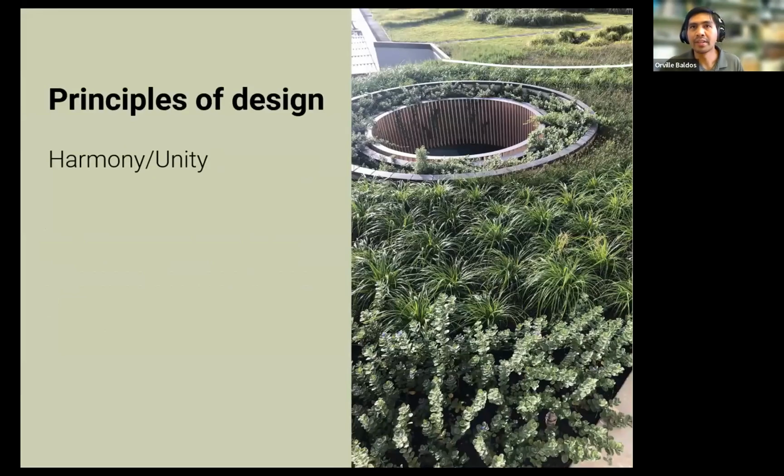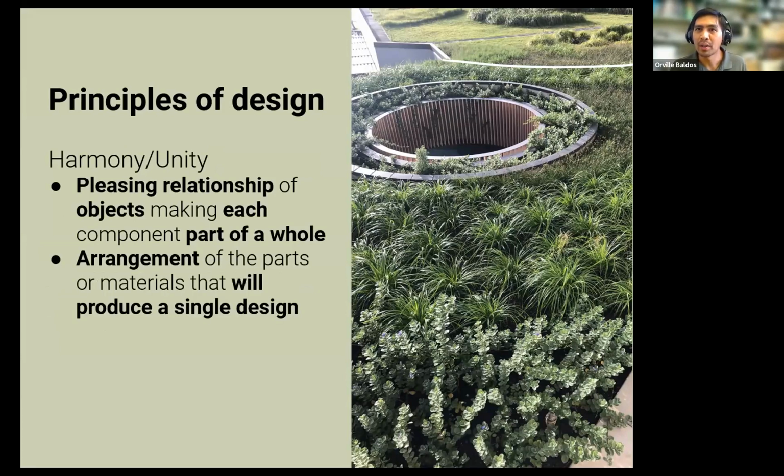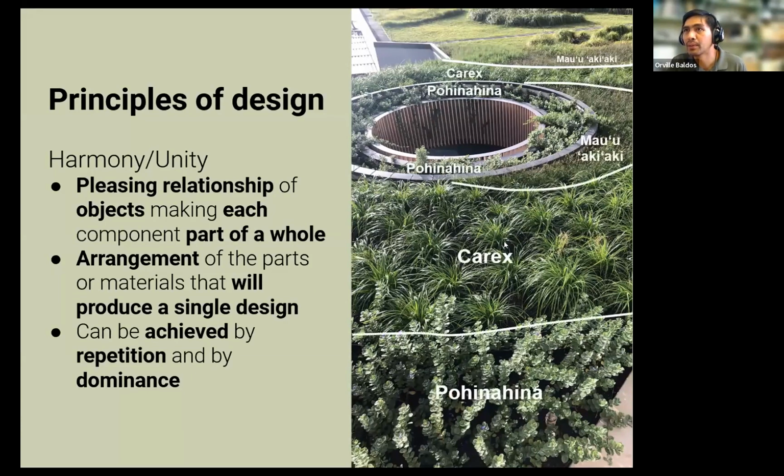Another principle of design is unity or harmony. This is defined as a pleasing relationship of objects that make each component a part of a whole. The arrangement of these parts or materials will produce a single design. And how you achieve harmony and unity in design is you can repeat patterns or repeat plants and then also create dominance. So over here on this picture on the right, this is actually a green roof that's planted to a bunch of native Hawaiian plants.